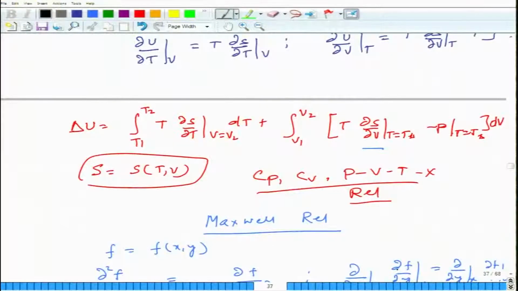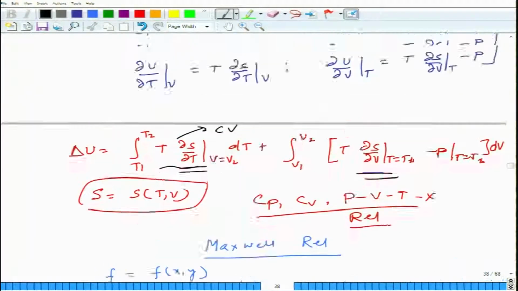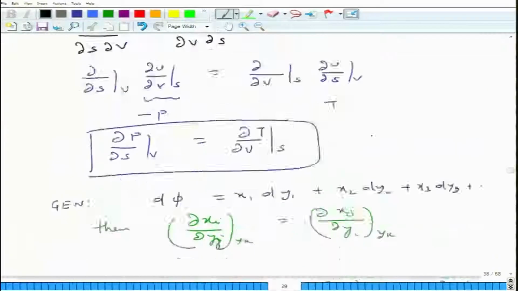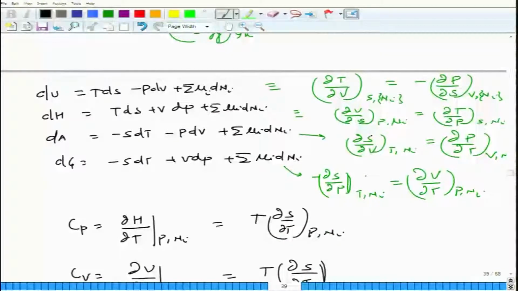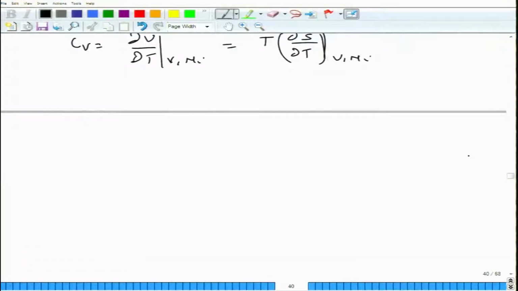So what we needed? We needed to get this and this. So this whole thing is Cv, right? What about this del S by del V? Let us look at del S by del V expressions. So del S by del V is nothing but del P by del T. So we can directly now write this expression.